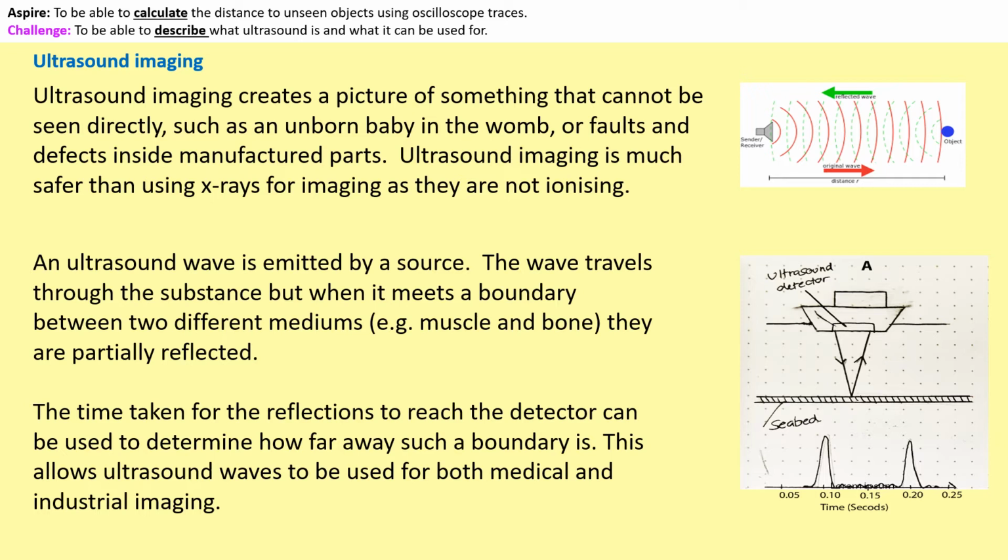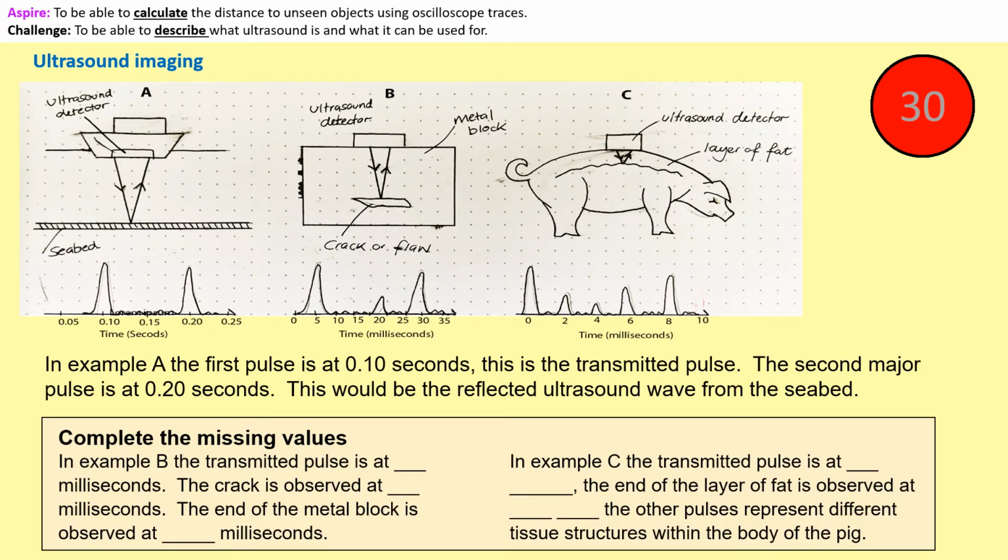Okay, so by knowing the time that the wave was sent and when it was received, we can start to build up an idea of how far away things are. So I've got 3 images that I've drawn for you here based on exam questions, but I couldn't quite find the exact exam questions I wanted, so I've drawn them out for you. The idea is that you are trying to understand what the oscilloscope traces are showing you. So that's the aspire objective. I'll give you the example in part A.